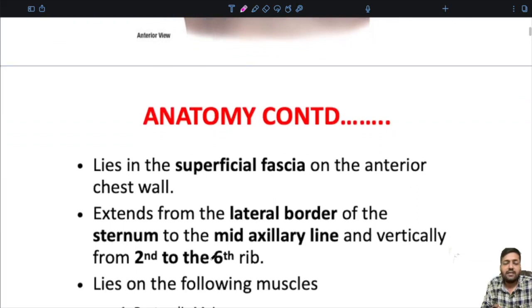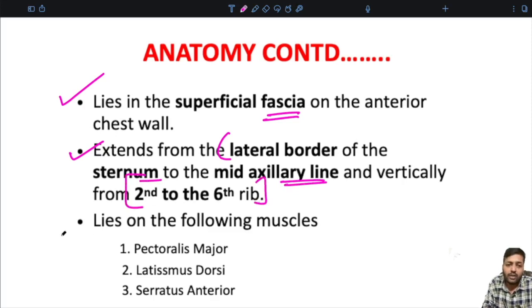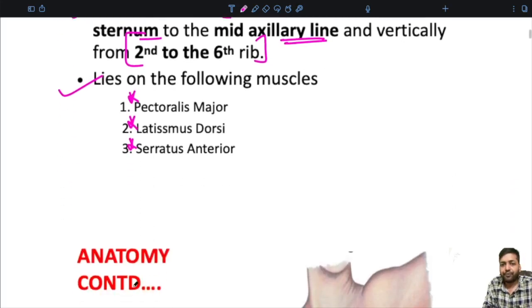Let me just repeat whatever I have highlighted. The breast is lying in the superficial fascia of the anterior chest wall. It extends from the lateral border of the sternum to the mid axillary line, and vertically from the second to the sixth rib. It is lying on the following muscles: the pectoralis major, latissimus dorsi and the serratus anterior.